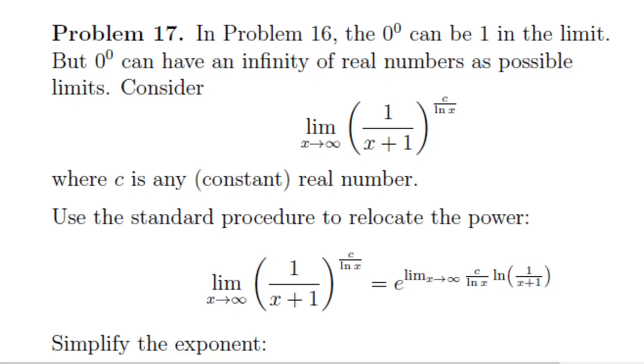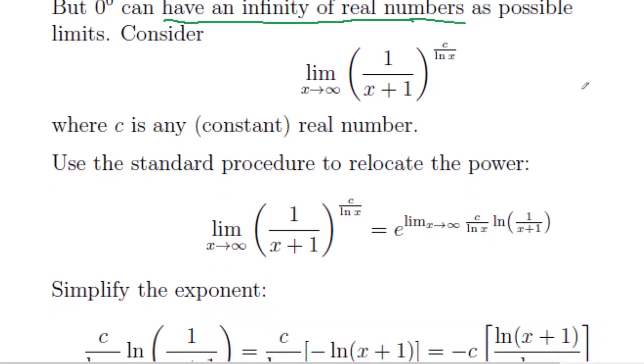In problem 16, we saw that the limit of an expression of 0 to the 0 type could be 1. But of course, it turns out that 0 to the 0 is an indeterminate form, and in fact it can have an infinity of real numbers as possible limits. Let's see how that can happen in a single example. Consider the limit of this power, where in the exponent I have a c. This c is any fixed real number, which we think of as a constant.